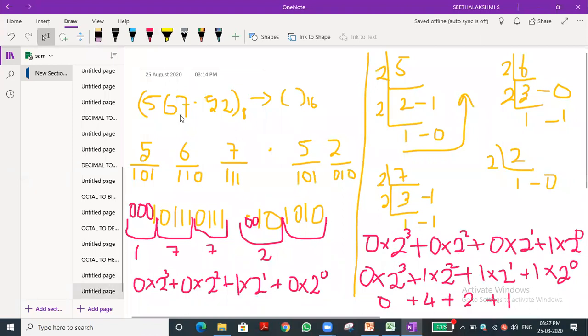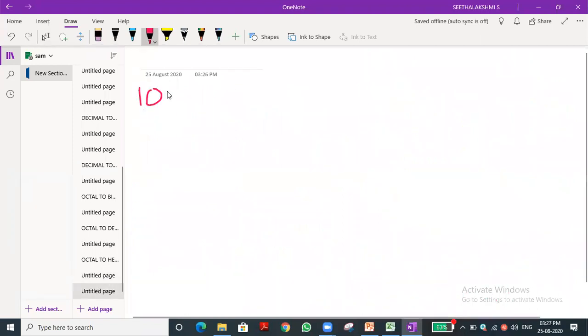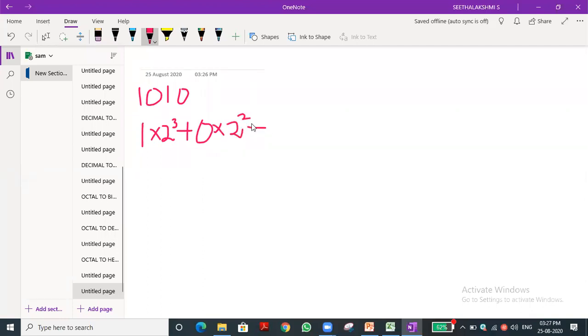Again 10, isn't it? 10, we need to convert it. 1 into 2 to the power of 3 plus 0 into 2 to the power of 2, very good. Then plus 1 into 2 to the power of 1, plus 0 into 2 to the power of 0.